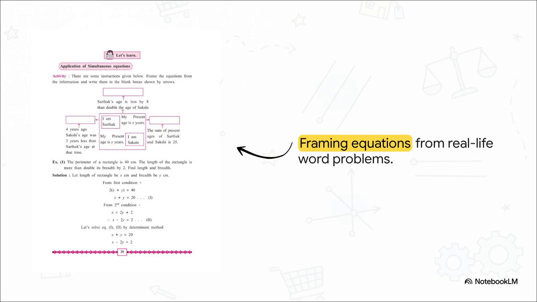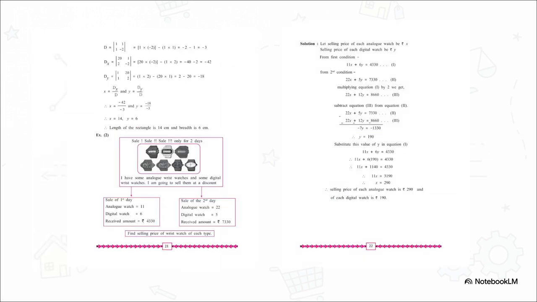Let's walk through this fantastic real-world example of a wristwatch discount sale. This is exactly the kind of thing a shopkeeper might face. On the very first day of the sale, the shop sells 11 analog watches and 6 digital watches, taking in a total of 4330 rupees. Let's just make the price of an analog watch X and a digital watch Y. Our first equation practically writes itself. 11x plus 6y equals 4330. On the second day, they sell 22 analog watches and 5 digital watches for 7330 rupees. That naturally gives us our second equation. 22x plus 5y equals 7330.